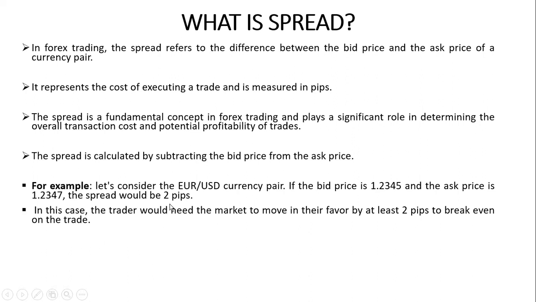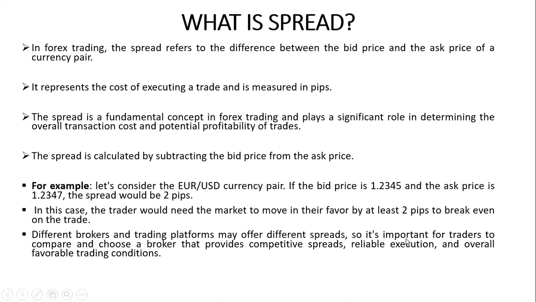So as soon as you execute the trade, you will be in a loss of 2 pips. Because they said overall transaction cost and potential profitability, what they are telling you is that the spread represents the cost that you are incurring for executing the trade. Everything we do has a cost or expenses, so trade also involves cost. The cost that you are looking at is the spread. So 2 pips is the loss that you'll be incurring as soon as you execute the trade. So you want to look for a broker that is offering the tightest, the smallest pip spread.